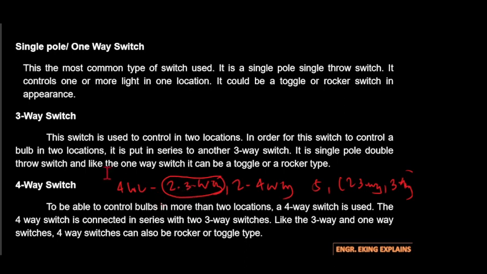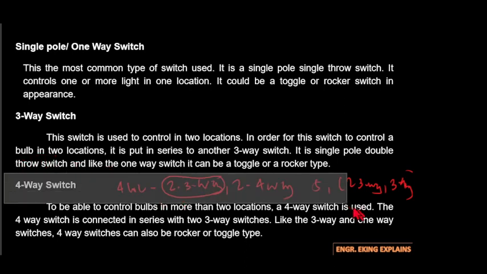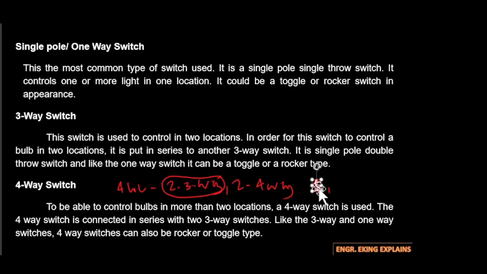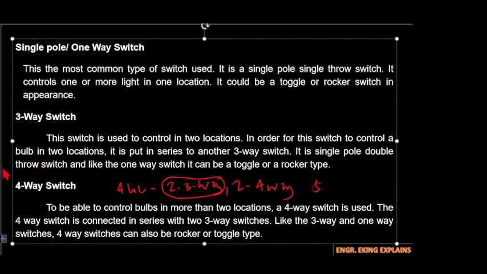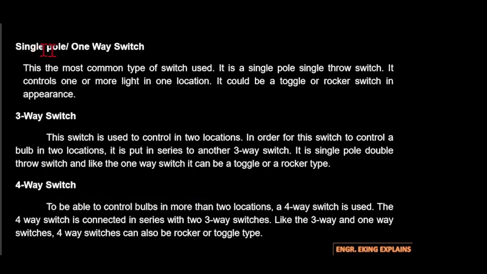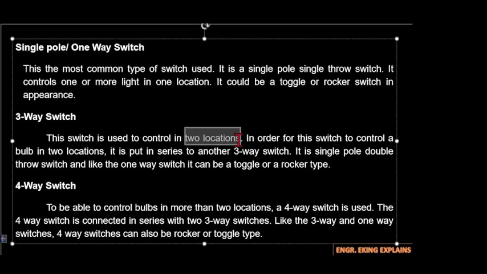Okay. So we have the types of switches that we use when trying to control bulbs in different locations. First, the most common, when you are trying to control a bulb in one location, is a single pole or one-way switch. The appearance of that switch could be a rocker or a toggle switch. The three-way switch is for controlling a bulb in two locations.